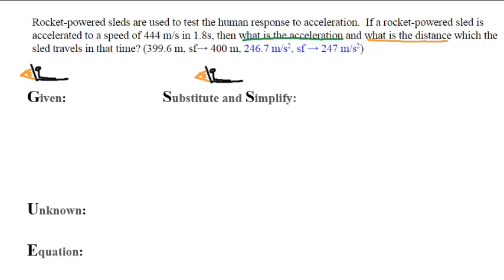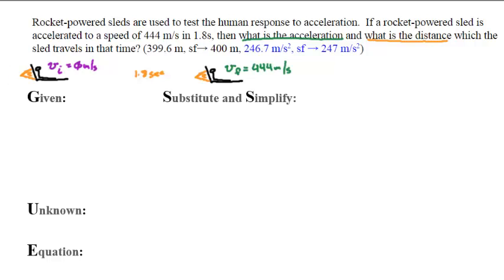We know that our rocket-powered sled eventually makes it to a velocity of 444 meters per second. And we are told that it only takes 1.8 seconds to get from one place to the next. We need to infer what the velocity is in the beginning, and that is 0 meters per second. We can figure that this is an initial velocity, and this is a final velocity.